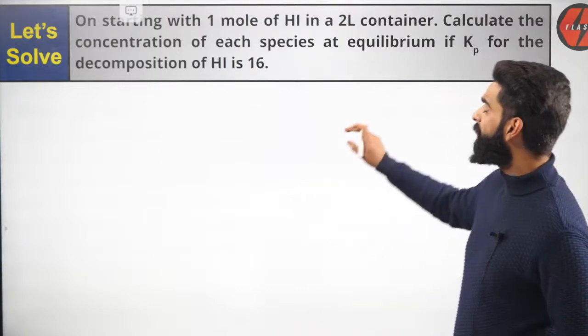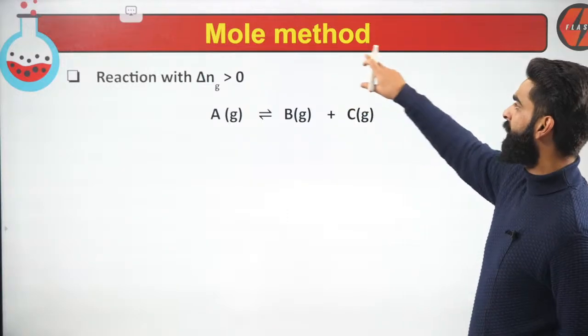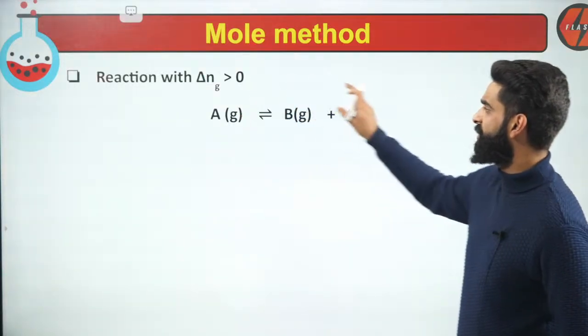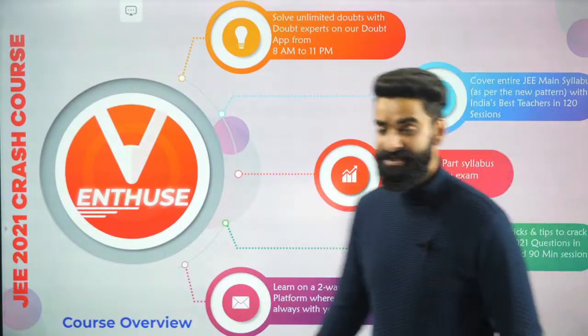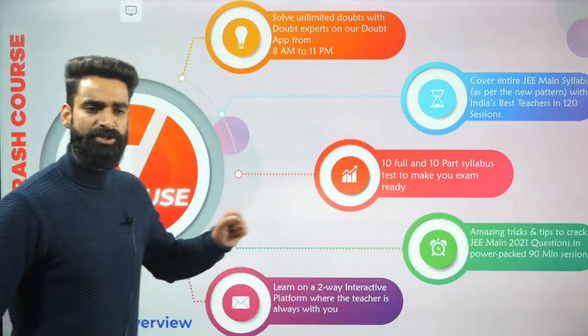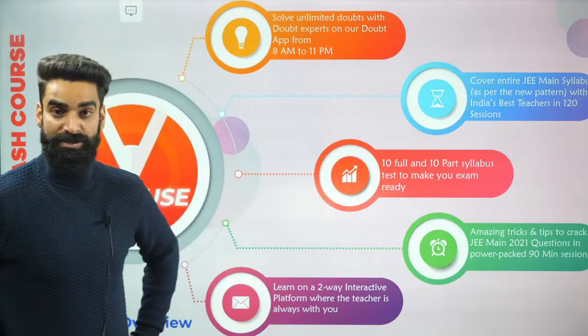All right. Now, people, in tomorrow's session, we'll be doing the mole method for the reaction whose delta Ng is greater than 0, and we'll be doing this question. And with this, today's session is over. The last 2 slides I'll be doing in the next session, which is tomorrow.